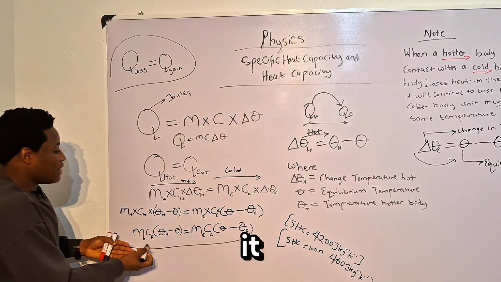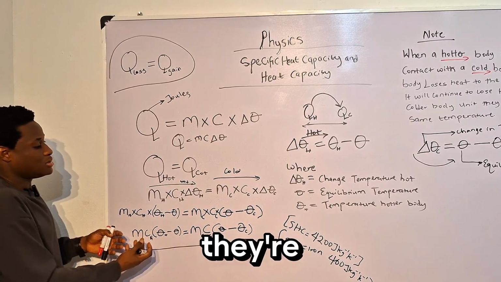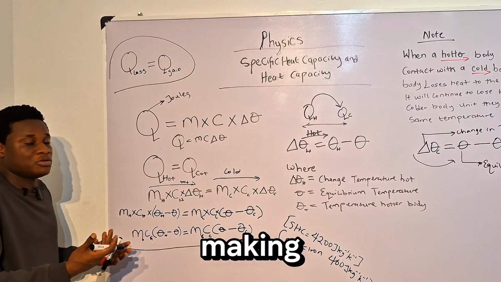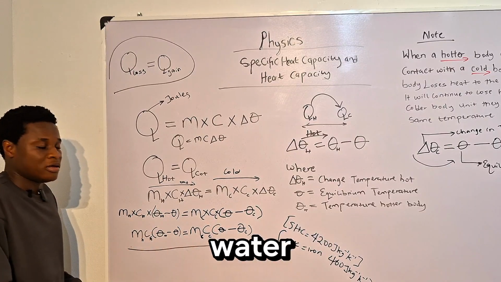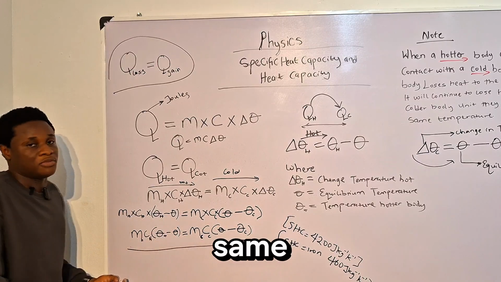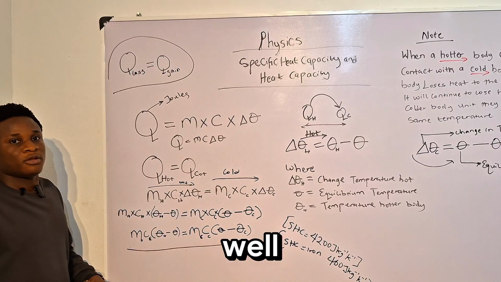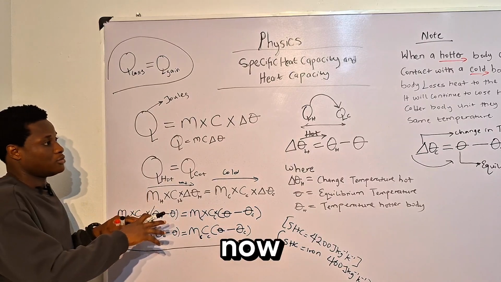But this one can be cold water and hot water. If it's cold water and hot water, it means that you'll still be making use of the same specific heat capacity of water. This time around, you can cancel them out. If the masses are the same, you can do the same as well to help you solve faster. So that's for this.